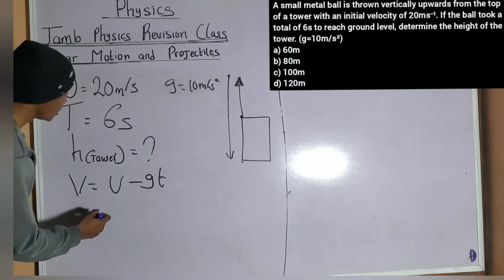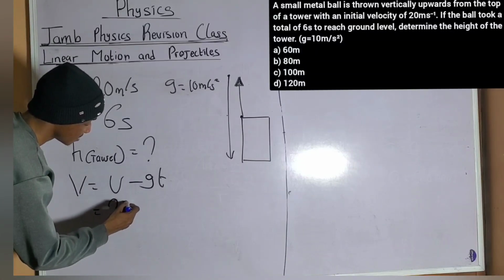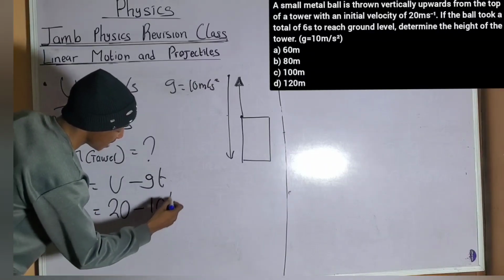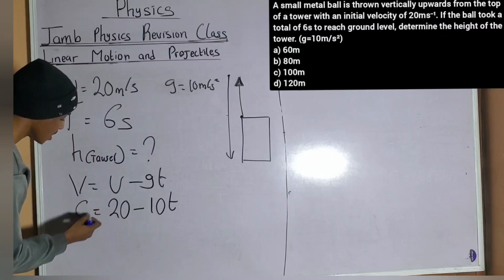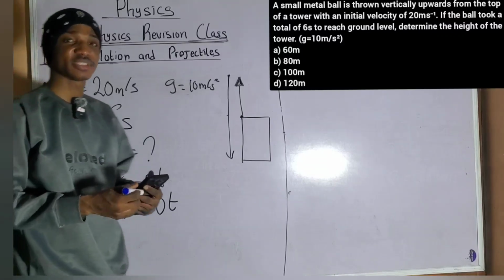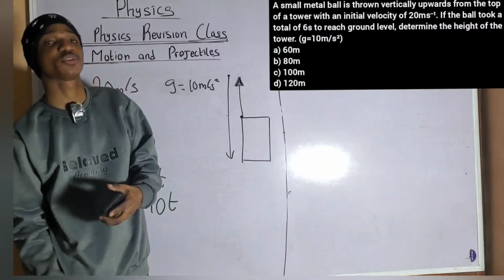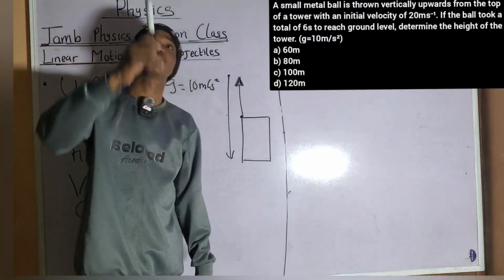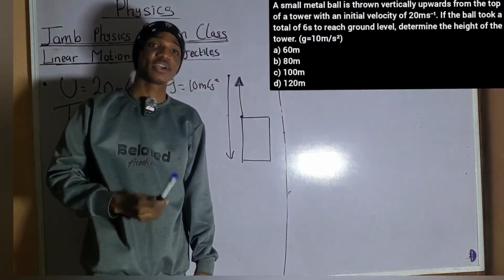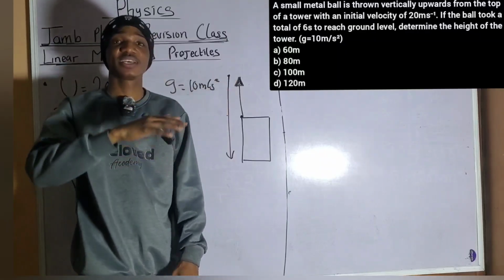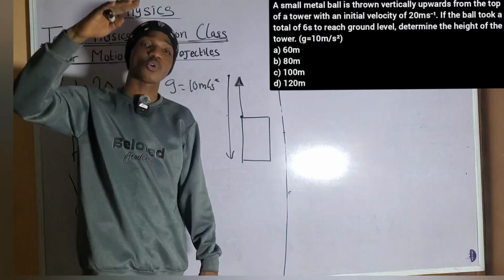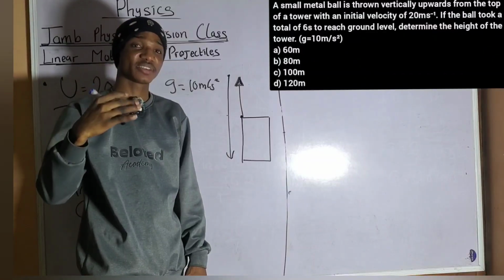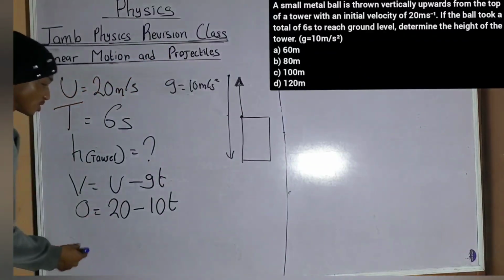The initial velocity is 20, minus 10 multiplied by t. The final velocity will be 0. Do you know why? Because the ball was thrown up with an initial velocity of 20 meters per second. Now, the final velocity is 0. That is why it would come down. When it gets to the top, the final velocity is 0. It will no longer move forward. The final velocity at that peak is 0. Do you understand?